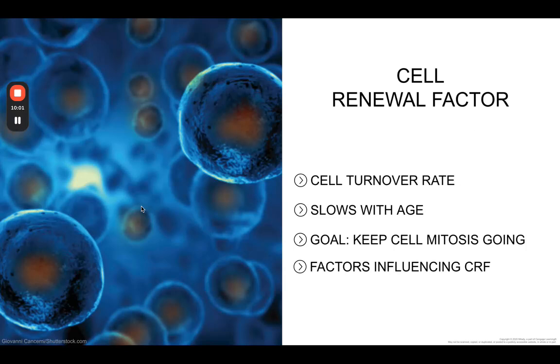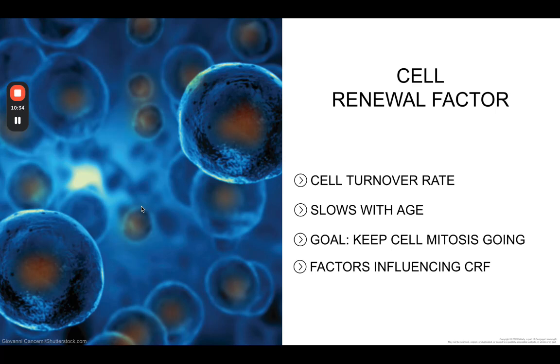Peels are sometimes used to restore a skin's natural glow, which can be inhibited by hyperkeratinized skin and skin that is not functioning optimally at the physiological level. The cell renewal factor, or CRF, which we can also call the cell turnover rate, is the rate of cell mitosis and migration from the dermis to the top of the epidermis. This process slows down with age.